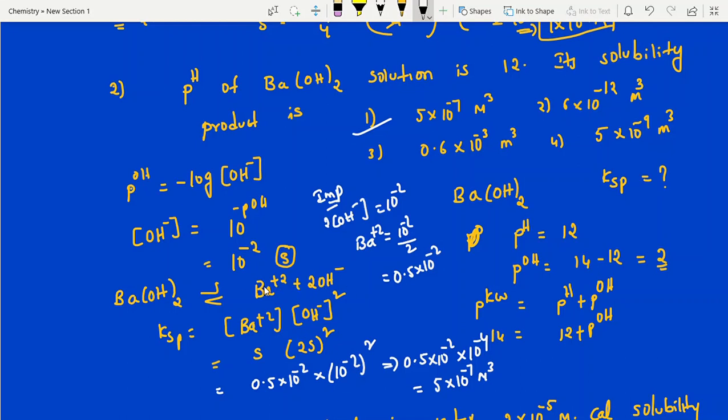This is 2 means this is 1. If it is 1, you can take it as half like that. So this is simplified here, then you can substitute. Finally, you will get the answer 5 into 10 to the power of minus 7. Clear, students? So this question is most important.